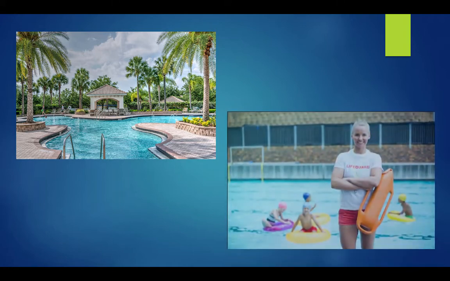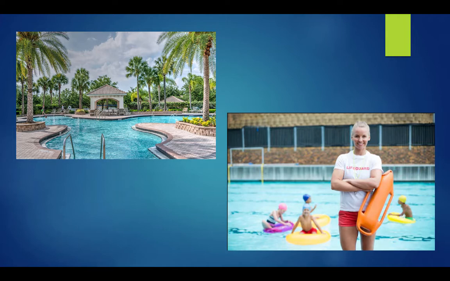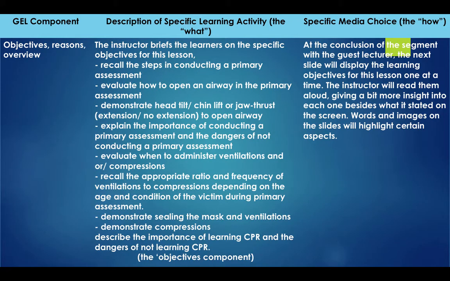They will be filmed standing by an empty pool. The camera will first pan around the empty pool, then the guest lecturer will come into view. The camera will zoom in on them as they recount their story, so that learners can clearly see facial expressions and gestures. The instructor will then brief the learners on specific objectives for this lesson, including, but not limited to, recalling the steps in conducting a primary assessment, evaluating how to open an airway in the primary assessment, and demonstrating the head tilt/chin lift or jaw thrust in order to open the airway.